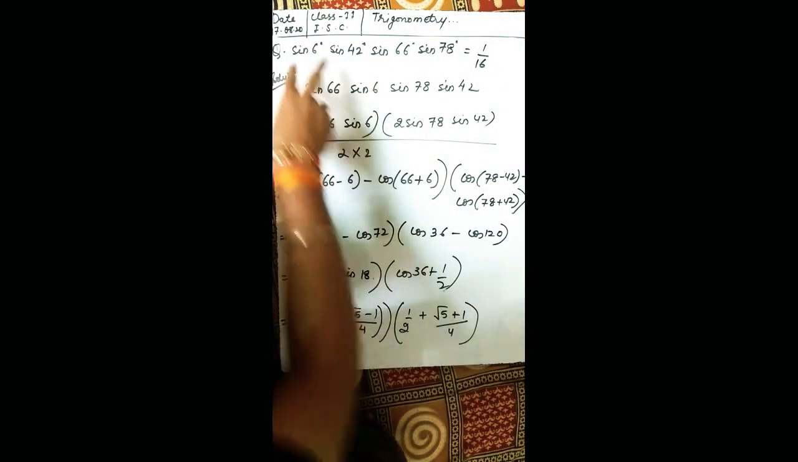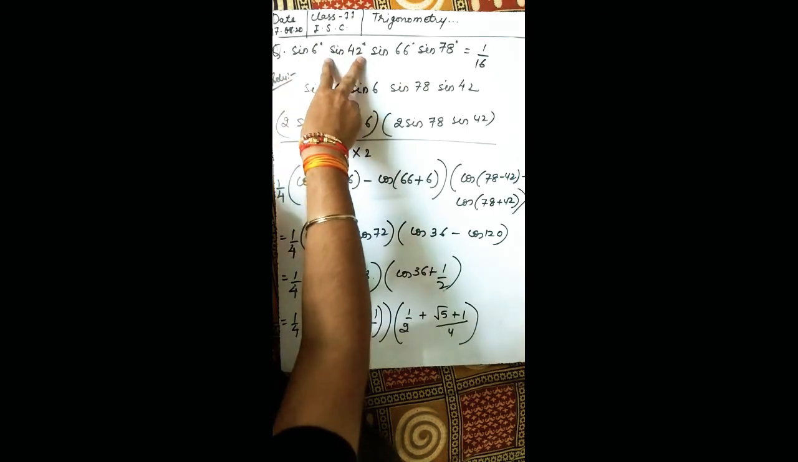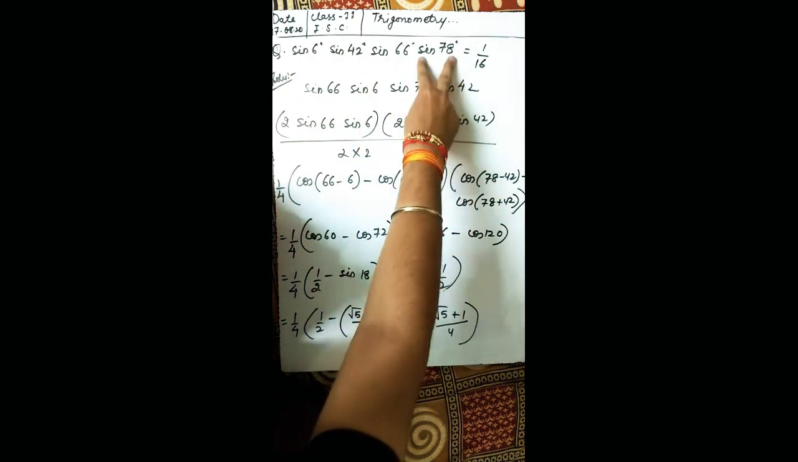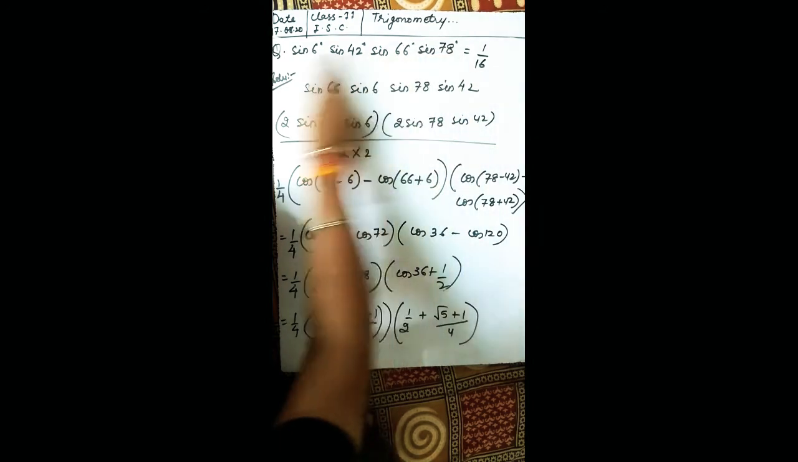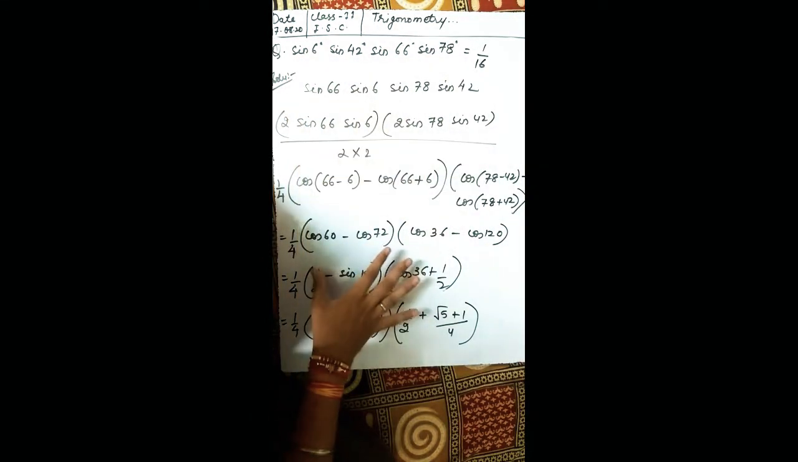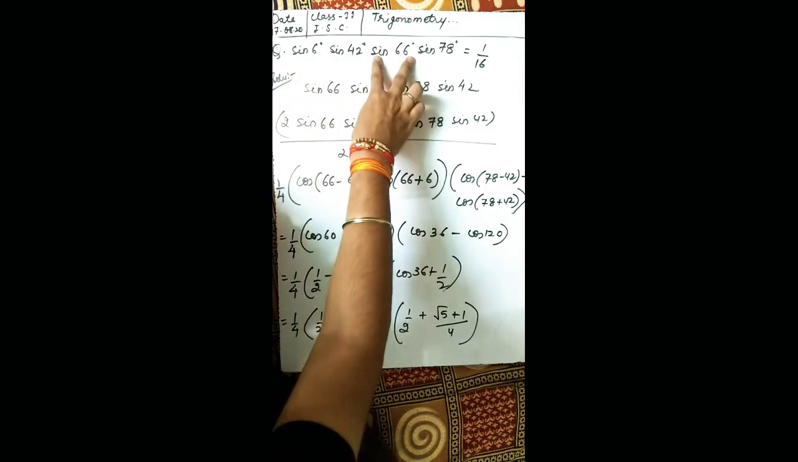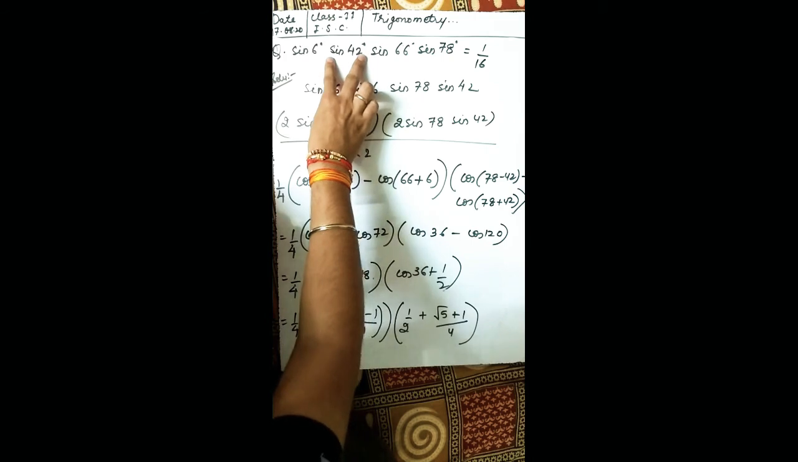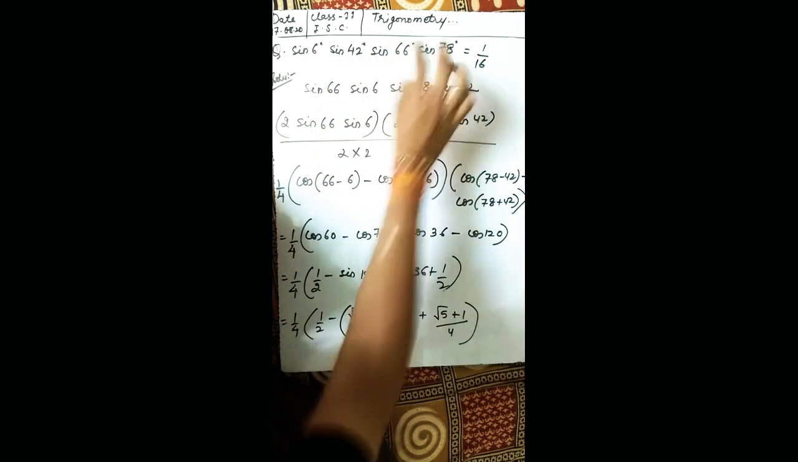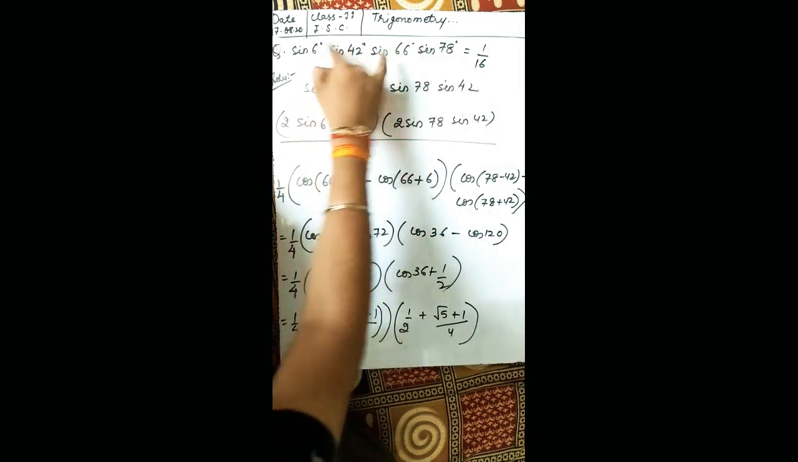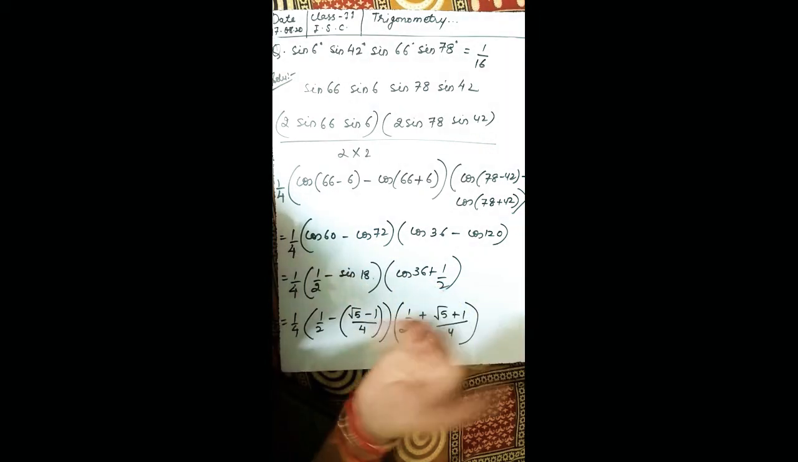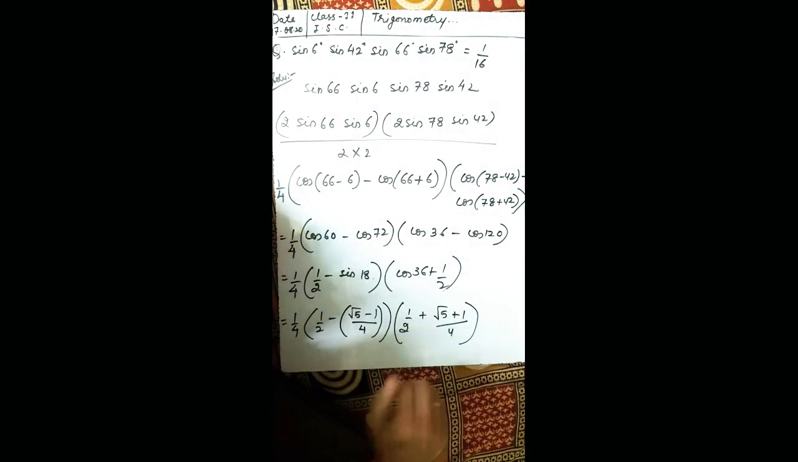Okay, how? See, you are given sin 6, sin 42, sin 66 and sin 78. We have to prove this is equal to 1 upon 16. So how I'm starting the question and how I'm pairing the things. See, I'm taking sin 6 and sin 66, and I'm taking sin 42 and sin 78. Why? Because on adding 6 and 66 we are getting 72, and on subtracting we are getting 60.